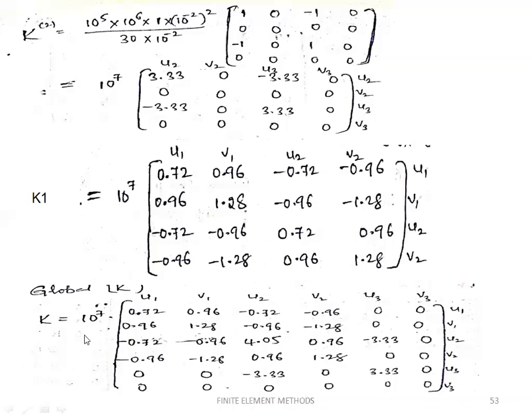We are familiar with how to do the global stiffness matrix. So now, let us assume that we completed the global stiffness matrix as 10 power 7 into a 6 by 6 matrix. So here, this is called a global stiffness matrix.